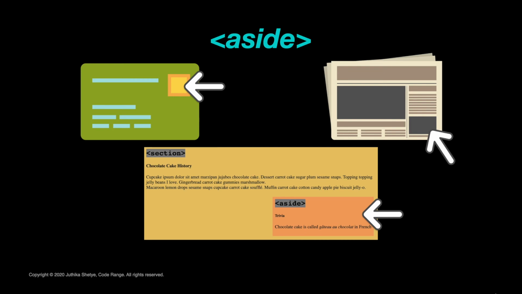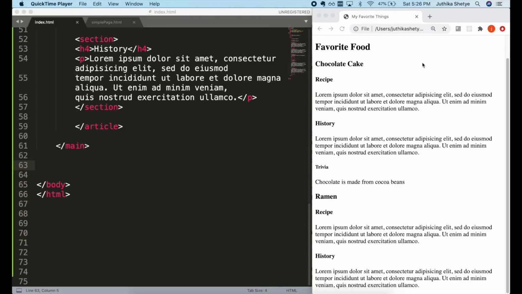Again, it's the semantic meaning that matters here, not the position on the page. So you can very well put an aside element at the top or bottom or right in the middle of your content too, and maybe style it differently than the rest of your content in CSS to let everyone know that this is some extra information.